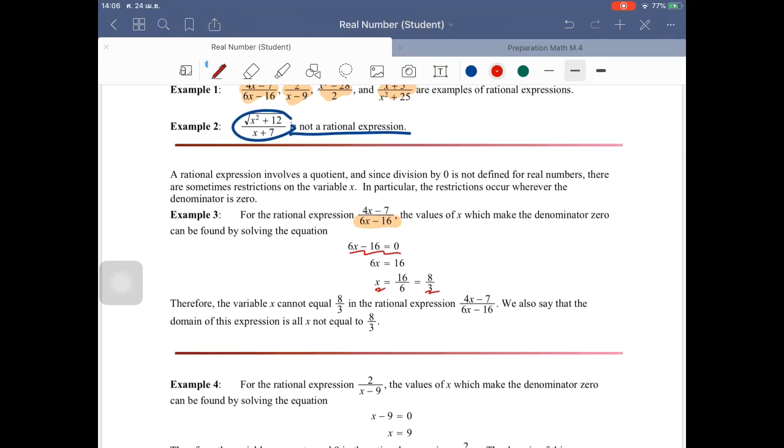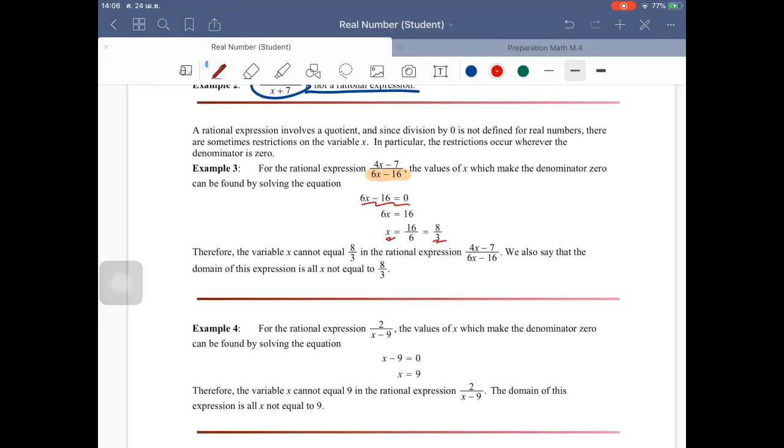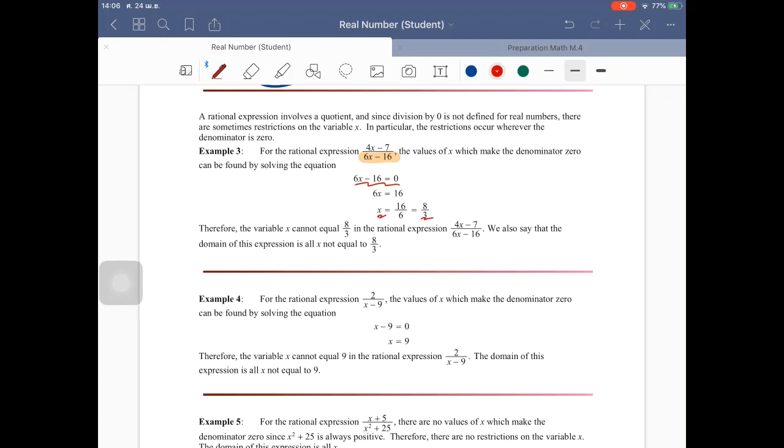Okay, next one. 2 over x minus 9, so x equal to 9. So x can be any number but not 9. Why? Because if x is 9, the denominator here will be 0. And 2 divided by 0 has no answer, cannot be defined. Okay, so here x can be any number but not 9. Okay, next one.